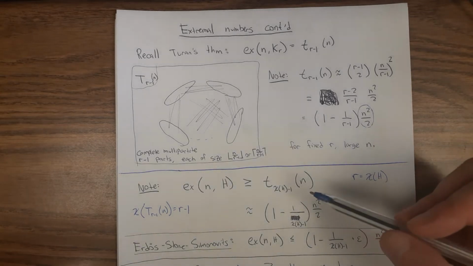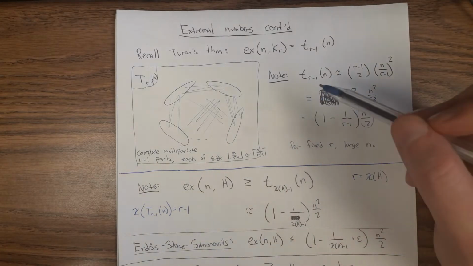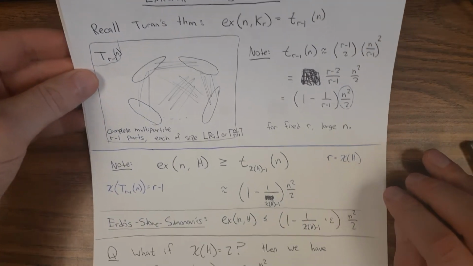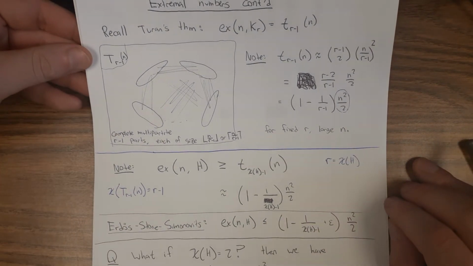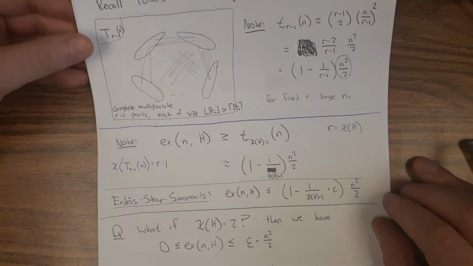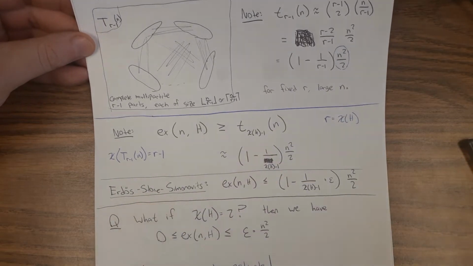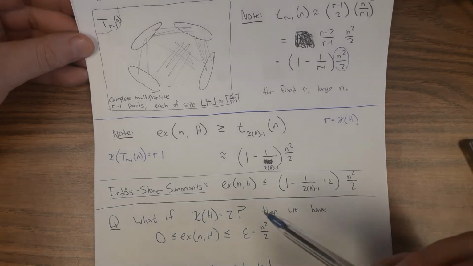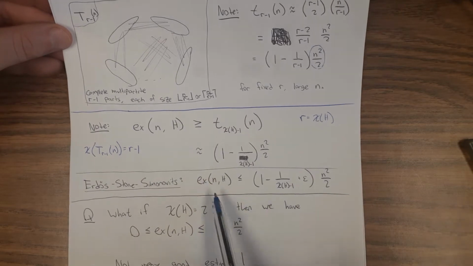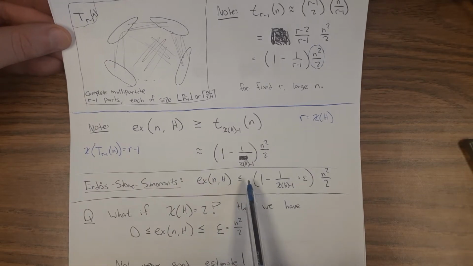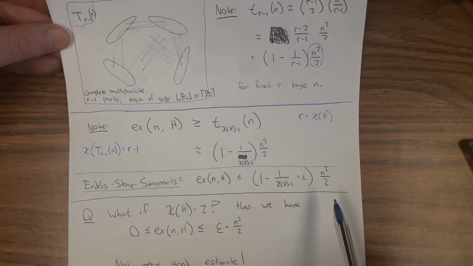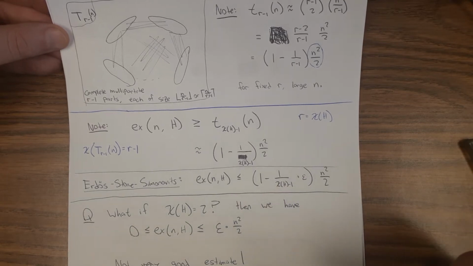So we have that lower bound on the extremal number of any graph. And it turns out that that lower bound is essentially optimal in the following sense. We have the Erdős-Stone-Simonovitz theorem, which says that for any h, the extremal number is less than or equal to the same thing, except there's a plus epsilon.